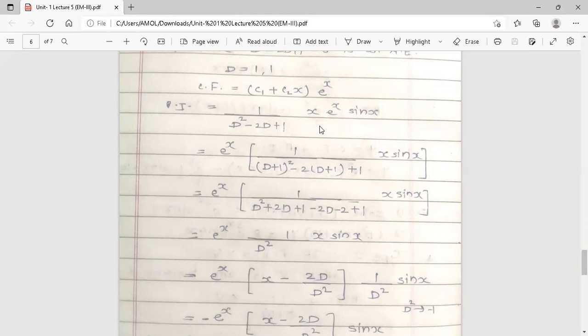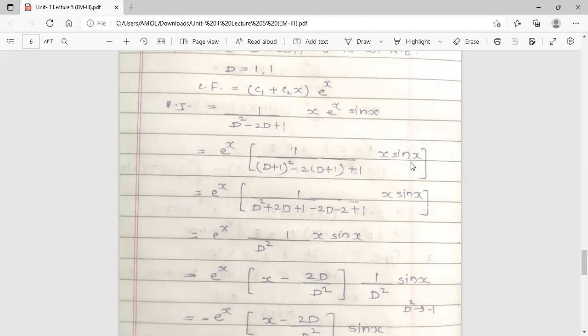Now you know how to solve for e raised to x into v. You replace D by D plus a. Here the coefficient of the exponential function is 1, so you replace D by D plus 1. e raised to x as it is, in bracket 1 upon, replace D by D plus 1, so that we have D plus 1 whole square minus 2 into D plus 1, into the remaining term, which is x into sin x, as it is.